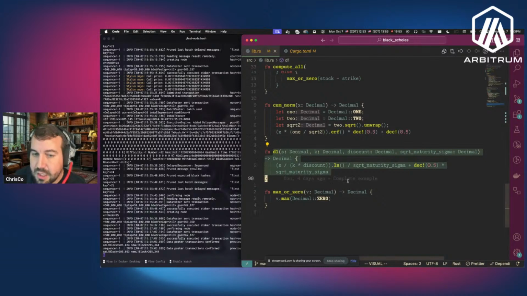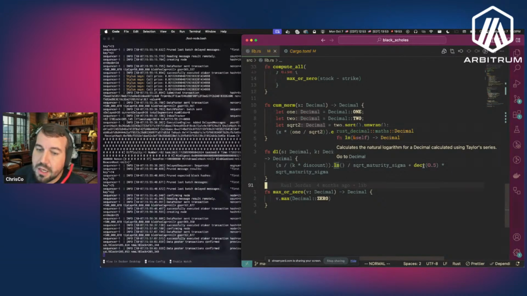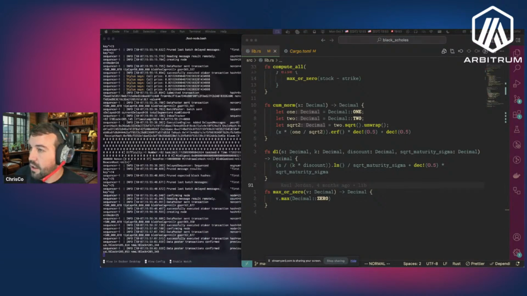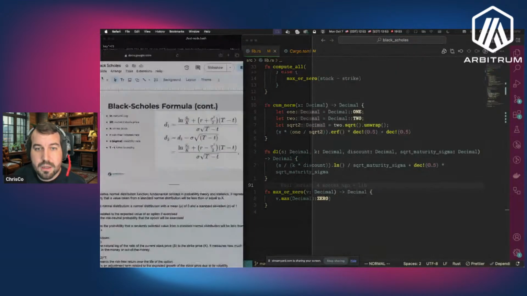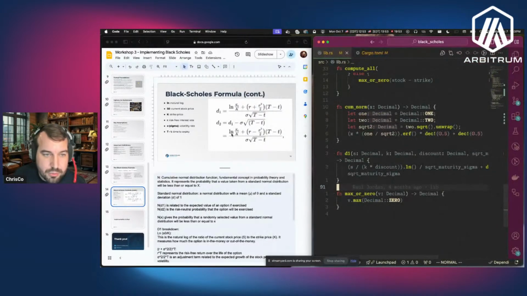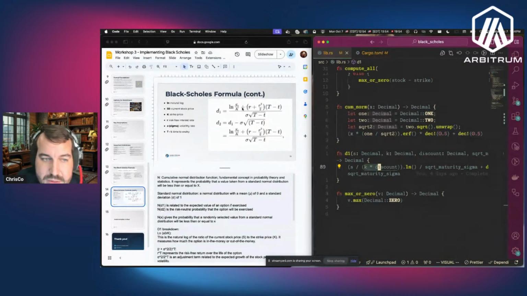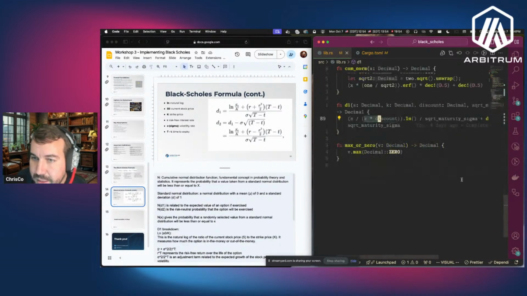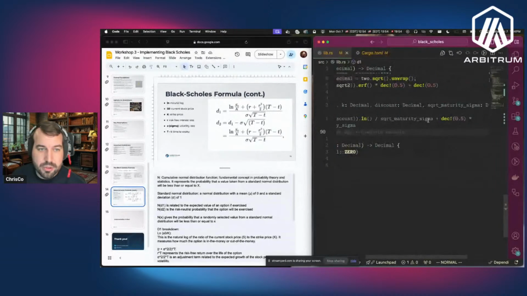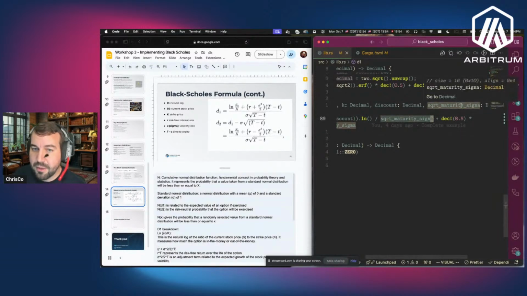And then here's where we're computing D1. We're using the ln, which is the natural logarithm function, and that's from the formula over here. Let me see if I can put these side by side. So right here, see, D1 is being implemented, and we're just translating the natural log. This natural log of S over K, so that's S over K times the discount, is what this whole numerator simplifies to. It's divided by the square root of the maturity times sigma, which is what we computed up there that was passed in.